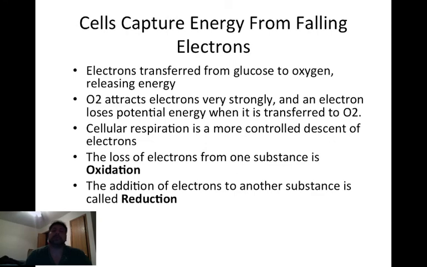So now we're going to focus more on cellular respiration from here on out. So basically what's happening is electrons specifically are being transferred from glucose ultimately to oxygen in order to release the energy in the form of ATP. Oxygen attracts electrons very strongly.